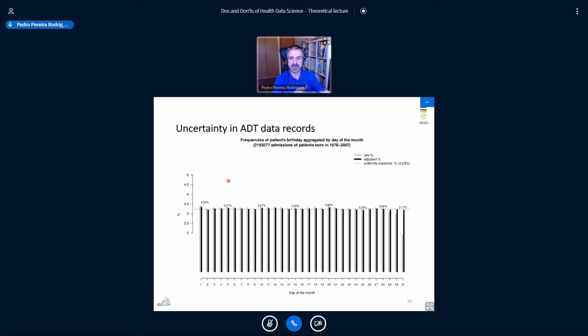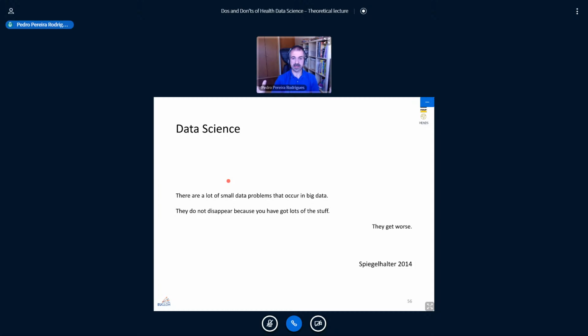And so this is the main important message that you should take home when looking at retrospective data: data has a certain context, and most of all, there's an importance given by the people who collect this data, okay? And the problem is that, well, you could say, now I have big data, so this will all be washed out, but this will not happen. There are a lot of small data problems that occur also in big data, and they do not disappear because you have got a lot of data. They get worse. Okay?